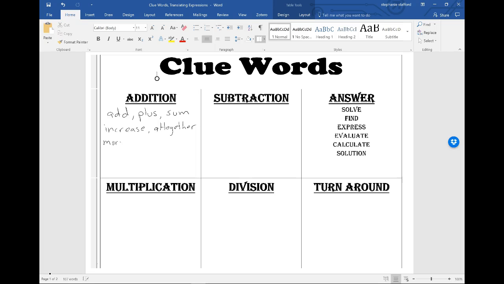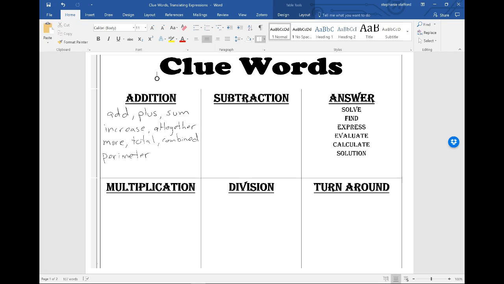You have more. You typically sometimes see that with the word than, so you would say I have more than, or how much more than something. And we'll talk about the word than in a minute. Total. Combined. So similar to the altogether, but combined also means addition. And then you also have perimeter. So to find the perimeter of any figure, no matter how many sides it has, you're just figuring out what is the distance all the way around it, which means you're just going to add up all the sides.